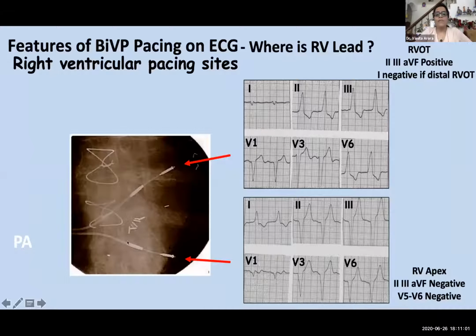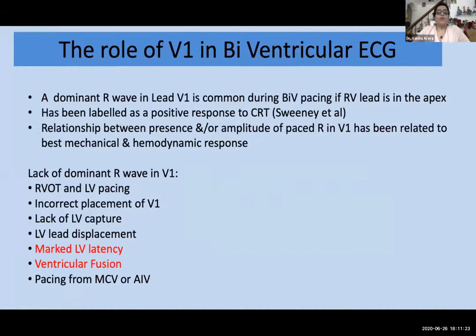But many times the lead is placed in the RVOT, whereby we have 2, 3, AVF positive, like a VPC coming from the RVOT, the similar complex it will have. And because of the placement of the lead, in case it is very distal in the RVOT, we can have lead V1 positive in these cases. So dominance of R wave in lead 1 is very important in the post biventricular pacemaker ECG. And in case the RV lead is at the apex.